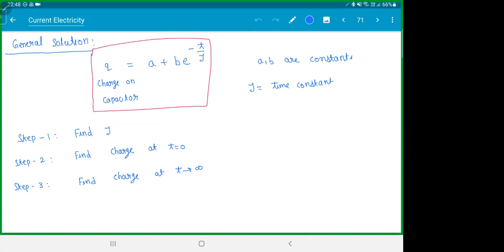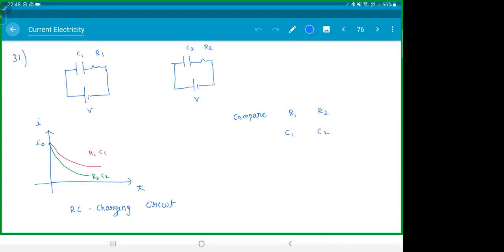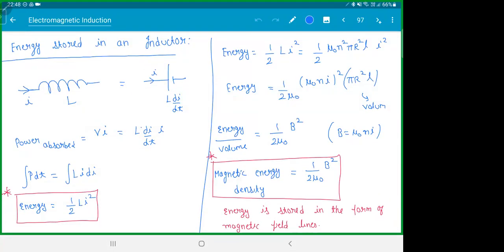Without integration, you can solve problems. This was a general method I taught you there. Do check it out and come. We're going to do that anyway. So same thing we have here, something called LR circuits. So we did RC before. We will do LR. We'll also do LC.